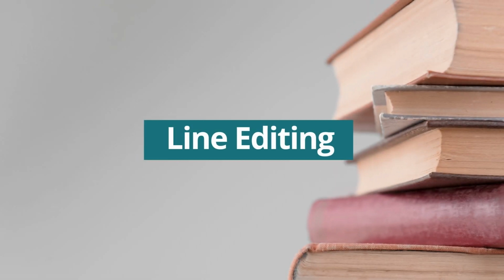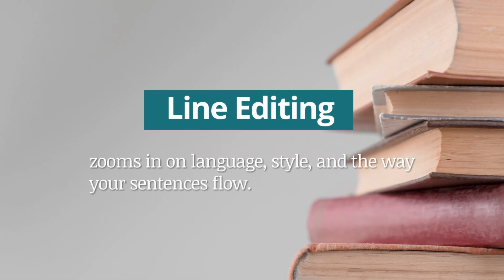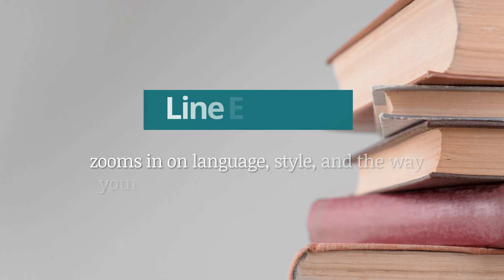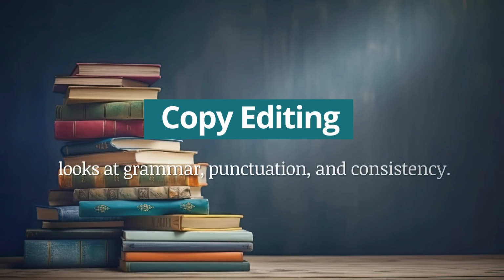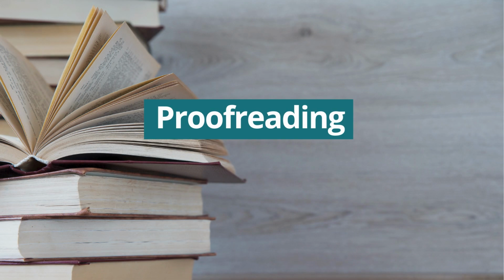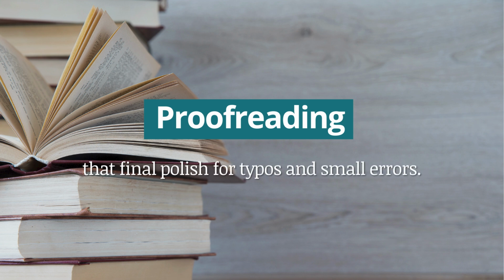Line editing zooms in on the specific writing craft. So this is a lower level. We're looking at sentence structure here, flow, the writing style and language, making sure that the actual prose sounds good and is something that readers will stick with. Copy editing focuses on grammar, punctuation, and consistency. And finally, we have proofreading, which is polishing up those typos and finding any last-minute small mistakes.